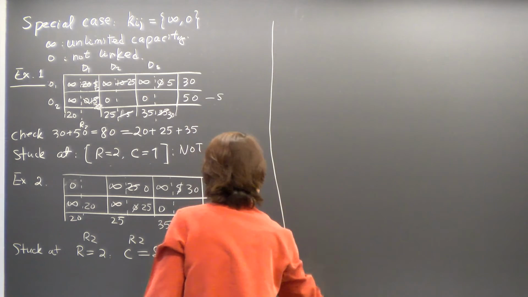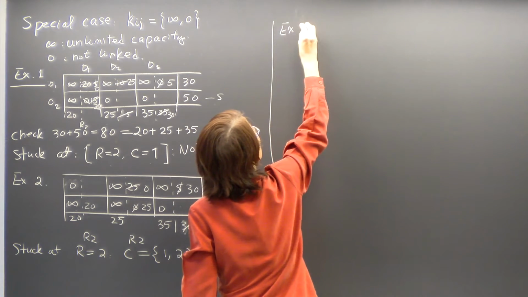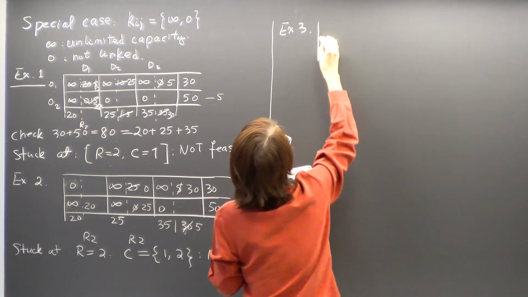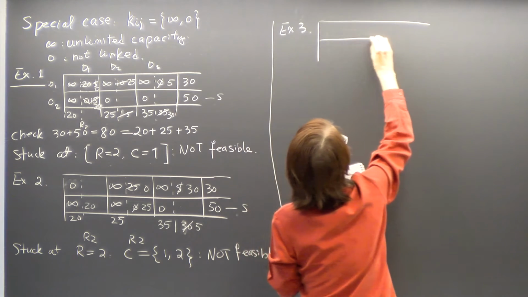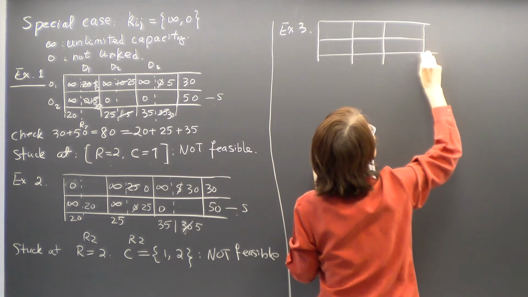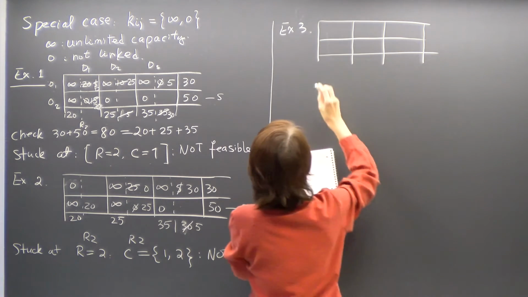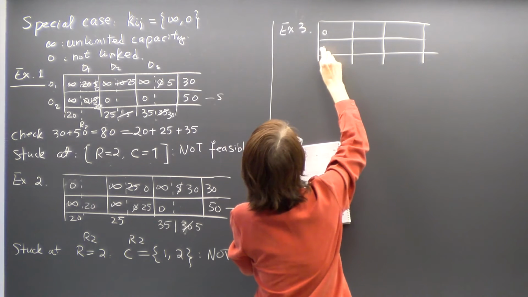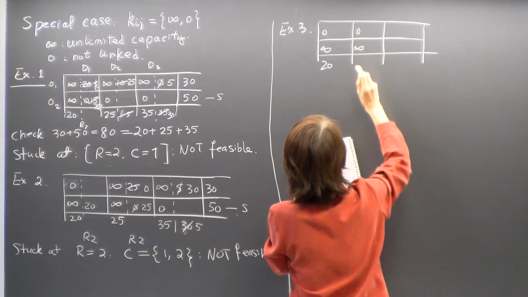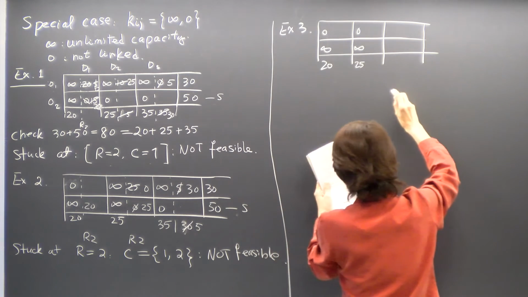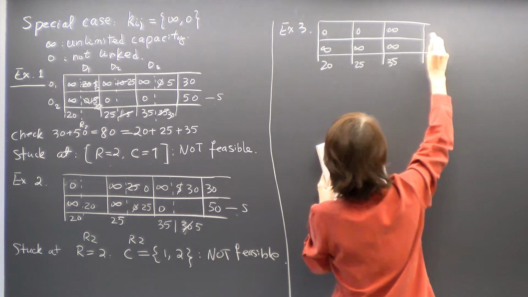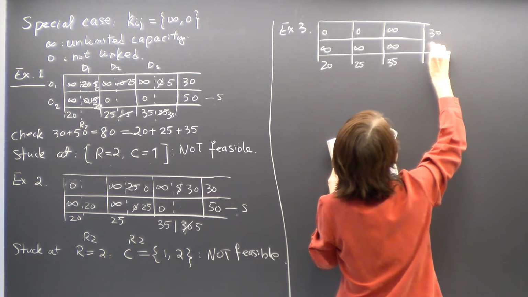Okay, too depressing. Let's get an example where I can actually find a solution. So the last one. Okay, 1, 2, 3. So I have 0 here, infinite here, 20, 0, infinite, 25, infinite, infinite, 35, and 30, and 50.